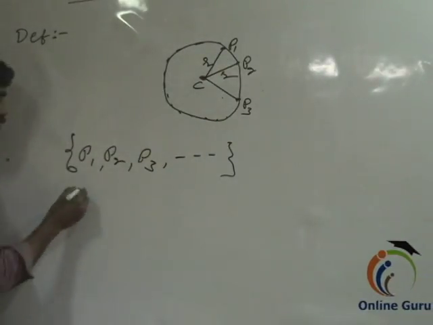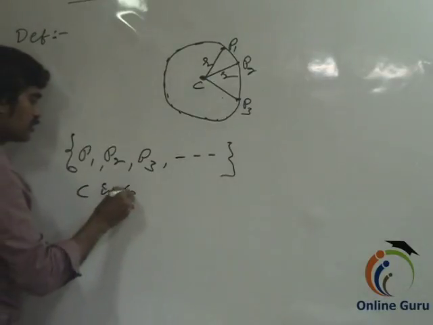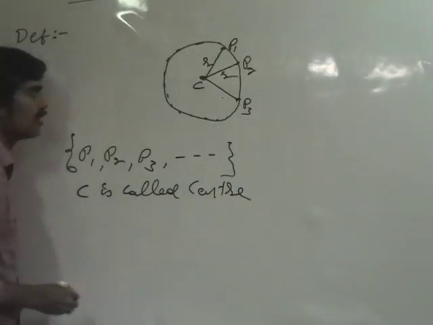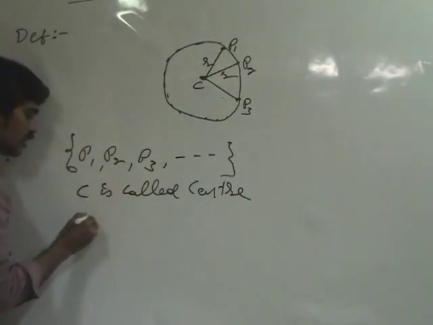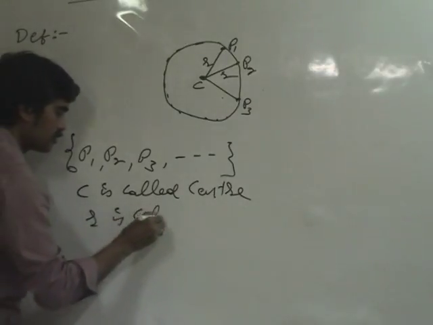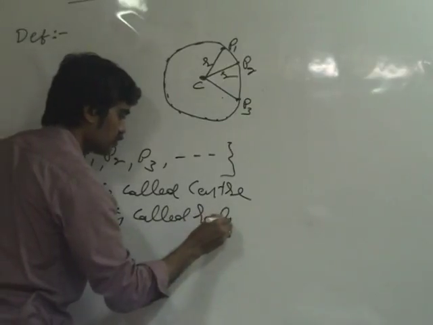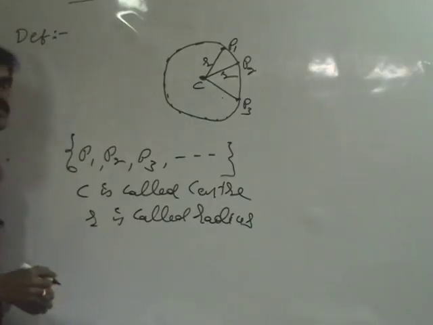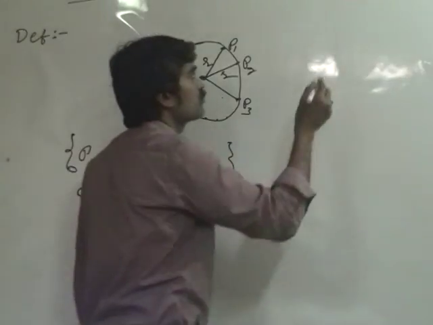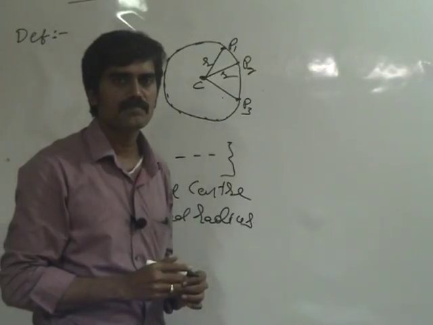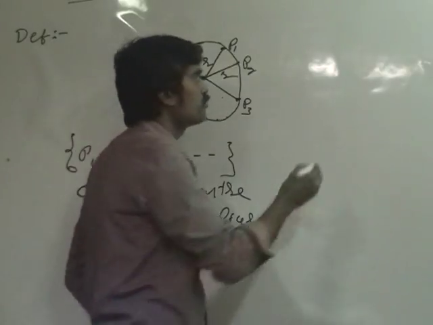The fixed point C is called the center and the fixed distance R is called the radius. Now we will prove a theorem. Before writing the theorem statement, first we will write a formula that is from the first year.